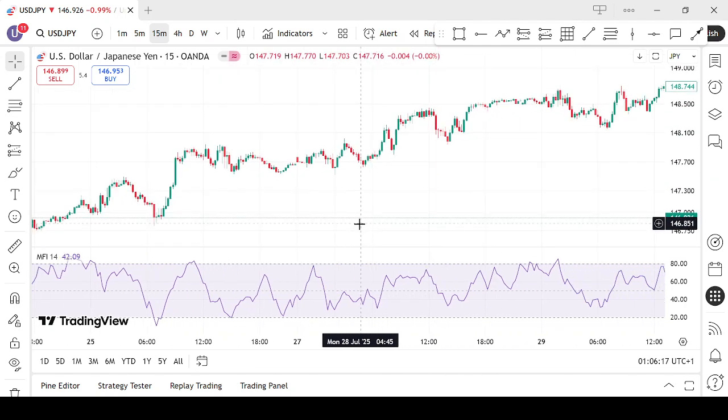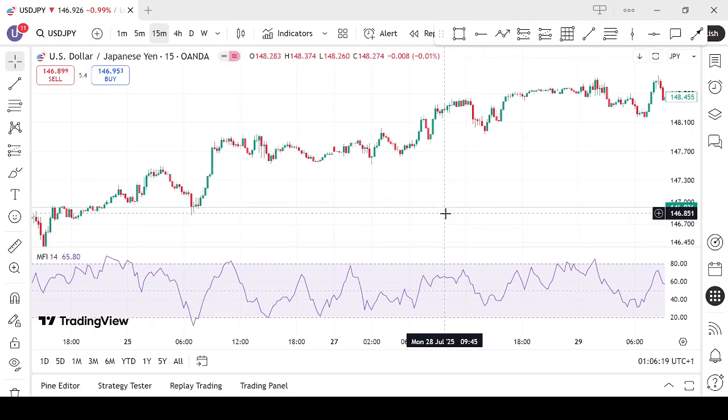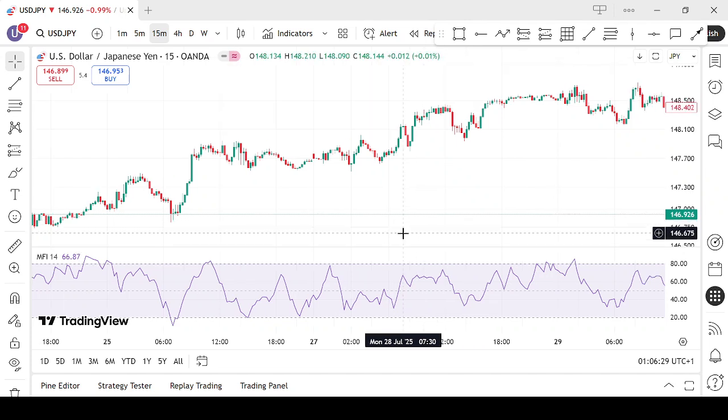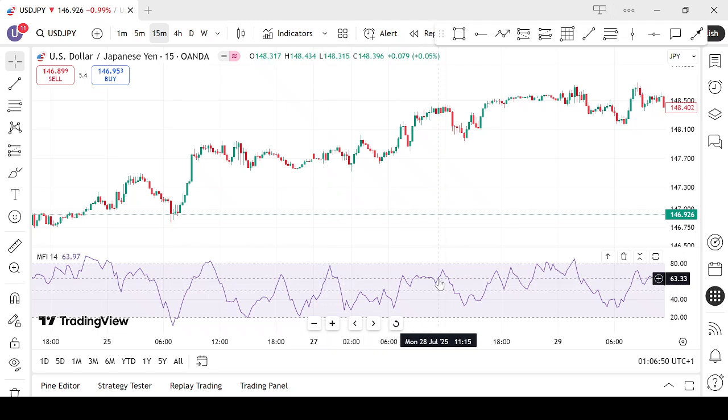We start by understanding what the money flow index is. The money flow index, the MFI, is a technical indicator used in the financial markets to assess the strength of money flowing into and out of a security. It combines both price and volume data, making it a powerful tool for identifying overbought and oversold conditions, as well as potential trend reversals. Calculations and interpretations.